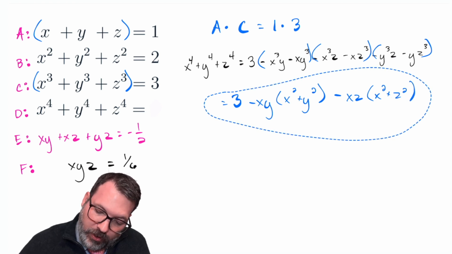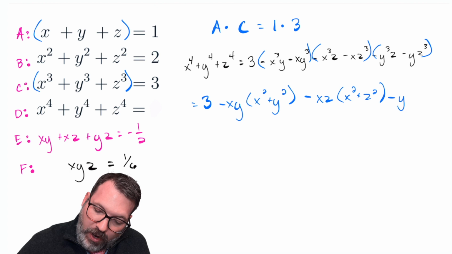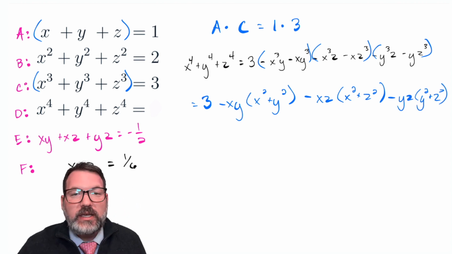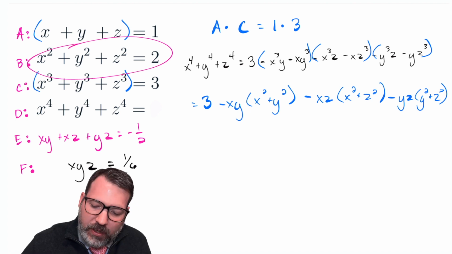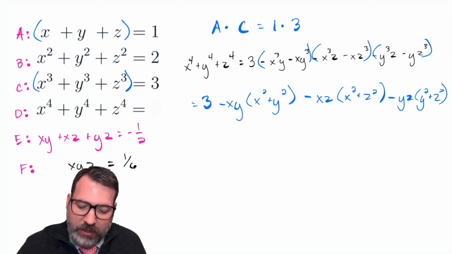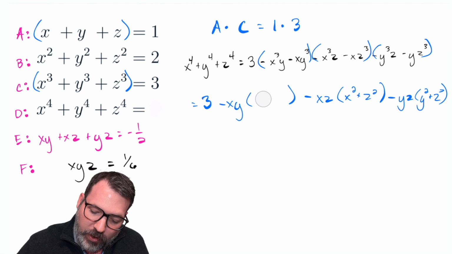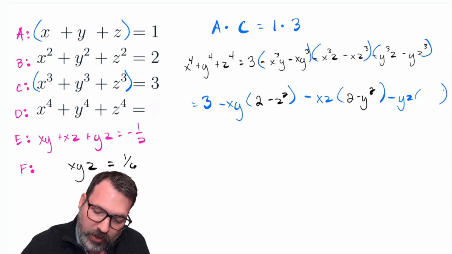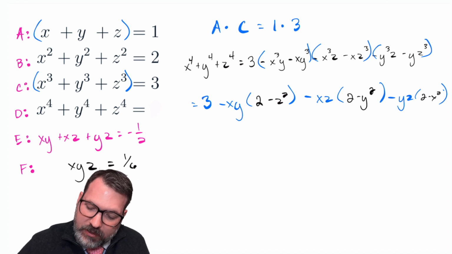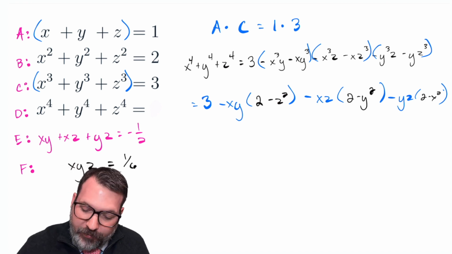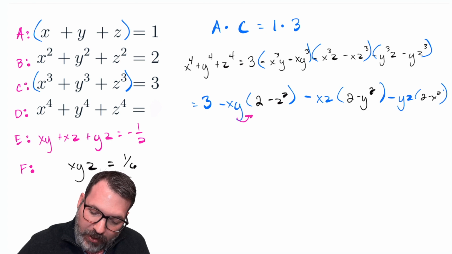I'm running out of room here, my goodness. And we can pull a yz out of the last 2, leaving y squared plus z squared. Just like before, we want to be clever about our substitution. We can see, for example, that x squared plus y squared should be the same thing as 2 minus z squared. And similarly, x squared plus z squared is 2 minus y squared, and y squared plus z squared is 2 minus x squared. And again, like before, we're now going to multiply that back out.